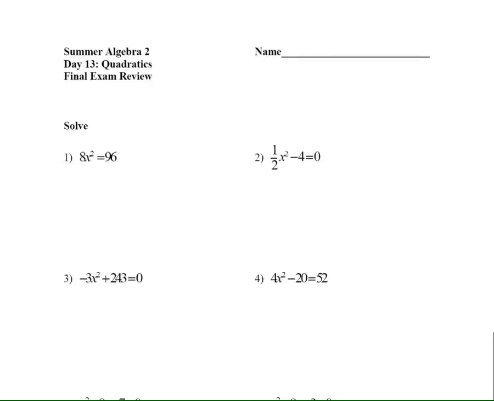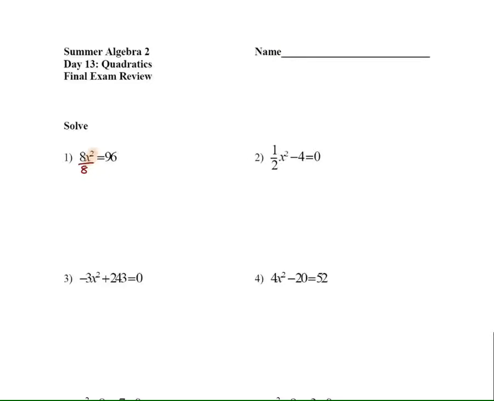So if you look at number one, the first thing I notice is the only x term I have is just an x squared. There's no other x term, which means I'm not going to factor and I'm not going to use the quadratic formula. Even though the quadratic formula would work here if I moved everything to one side, it's definitely more straightforward to use square root.